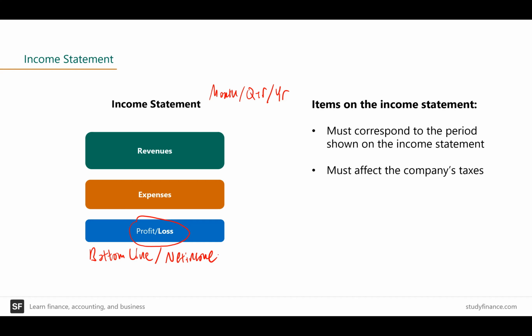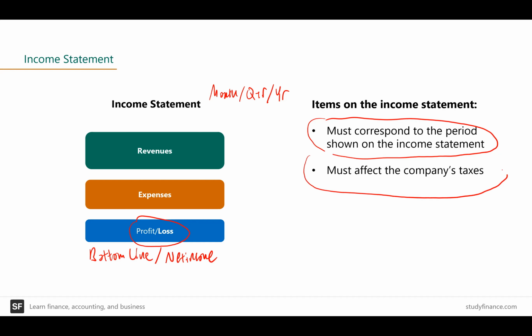So to show up on an income statement, each item must correspond to only the period shown on the income statement. For example, if you purchase a building that's going to last 10 years, then that purchase won't show up on the income statement, but if you're leasing, then the lease payments for that period in focus will be listed. Items must also affect the company's taxes. For example, paying debt principal does not affect taxes, so it doesn't appear on the income statement, but the interest paid on debt does, since it is tax deductible.